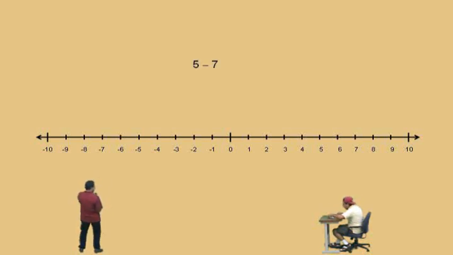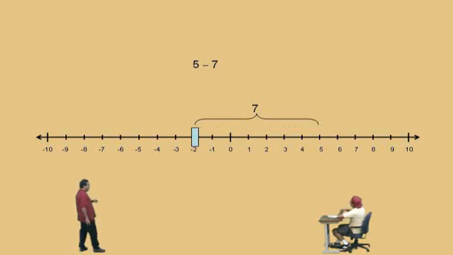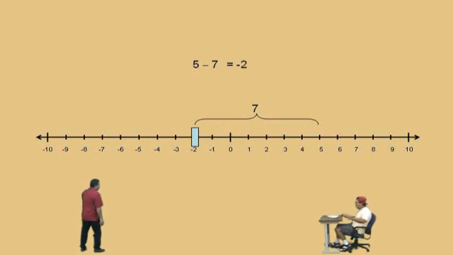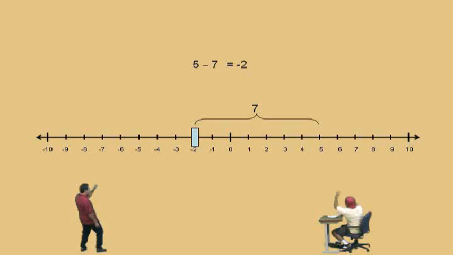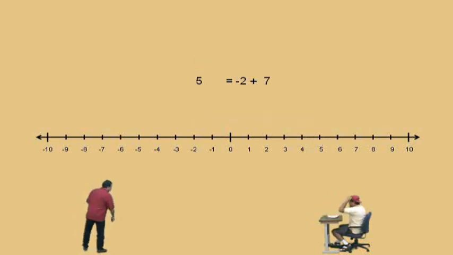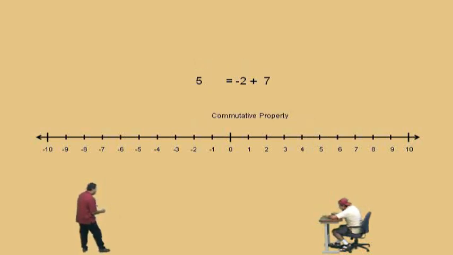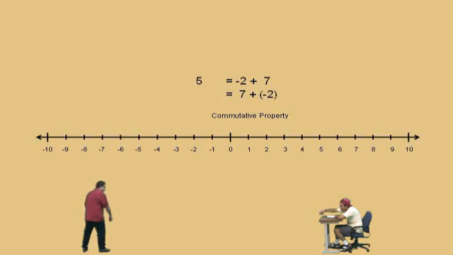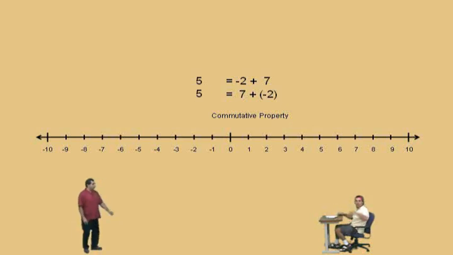Charlie, what's 5 subtract 7? Negative 2. Very nice there, Charlie. Now, what do I add to that negative 2, Charlie, to get 5? 7. Very nice. Okay, Charlie, now, by the commutative property, negative 2 plus 7 is the same as what, Charlie? 7 plus a negative 2. Very nice, Charlie. Okay, so we've seen now that 7 plus a negative 2 is 5.